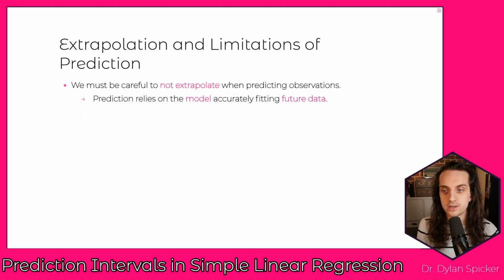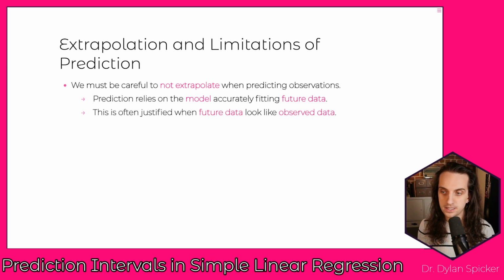Well, prediction is going to rely on the model that we already have to accurately fit future data, right? So the idea is that we've seen a bunch of data in the past, we fit a model based on that data, and then we're using that model to predict information in the future. So as long as the data in the future looks like our data from our past, then that's going to be okay. So it's relying on what we've actually seen in order to make predictions about the future. So if future data look like observed data, that's going to be totally fine.